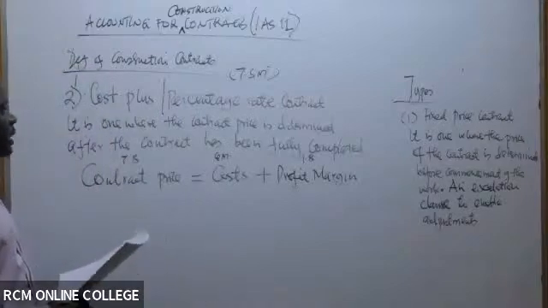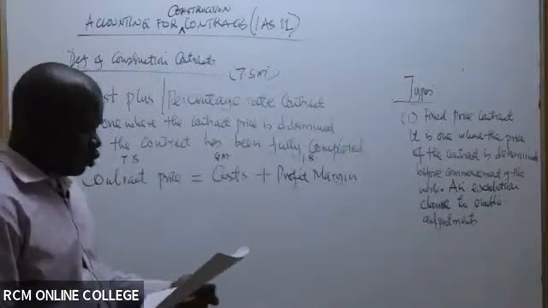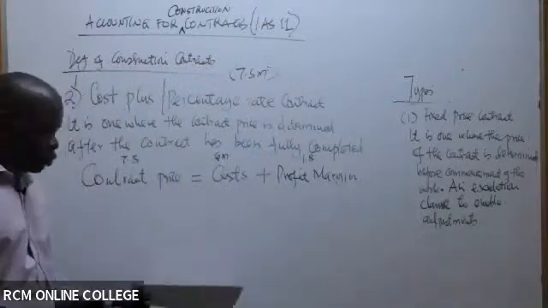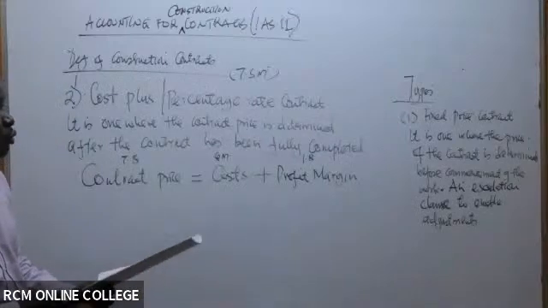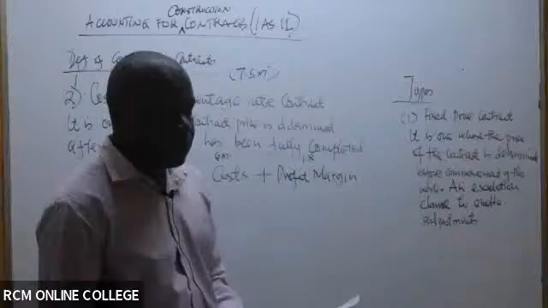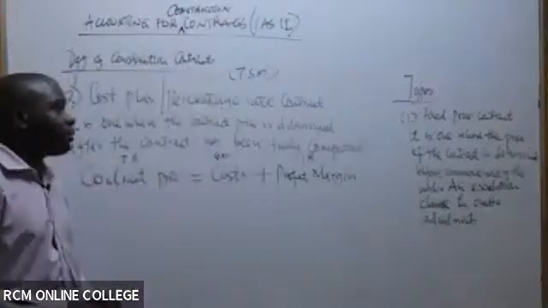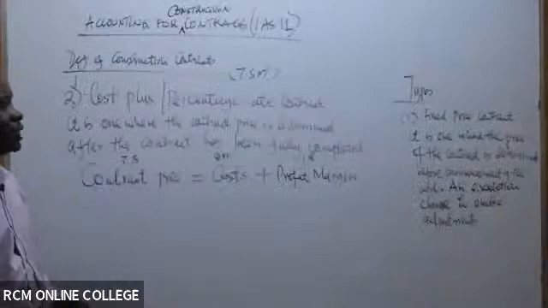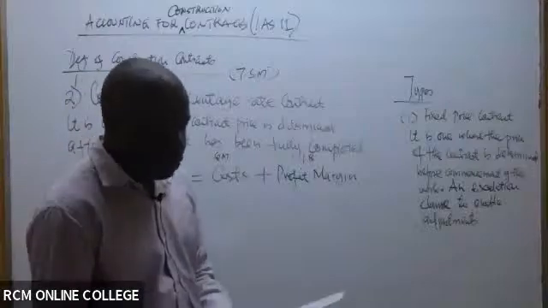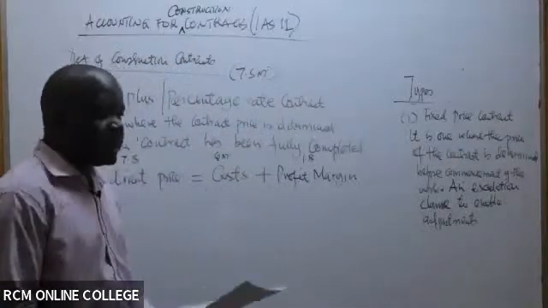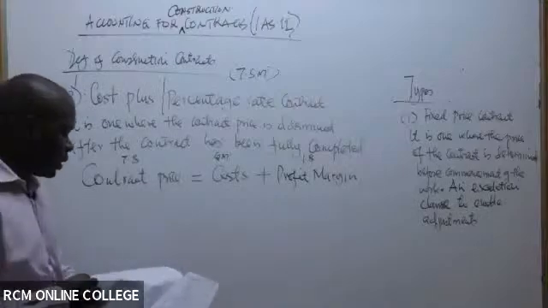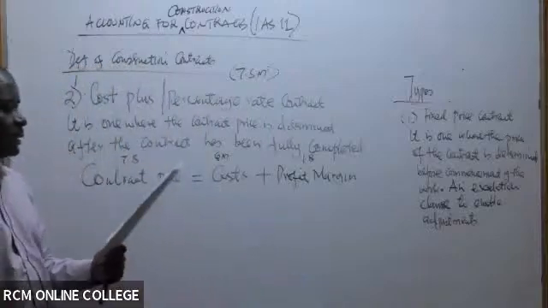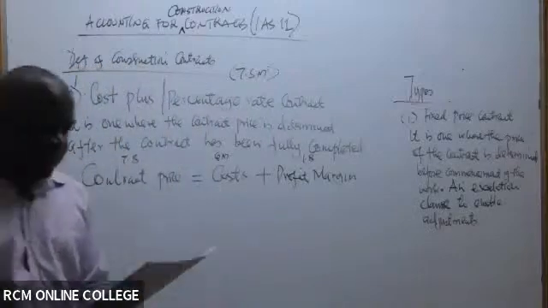So that is ideally what we mean by a cost plus or percentage rate contract. Now we can go into how we account for this kind of contract. How will you account for them as a contractor? The methods of accounting for this kind of contract. There are two major methods. You have the completed contract method, and you have the percentage of completion method.